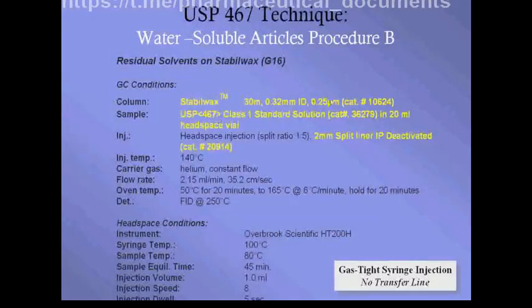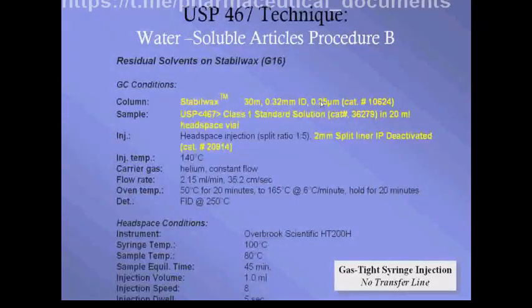So we look at running procedure B under an alternately selective column, which is a stable wax. And again, you can choose between two different dimensions here. It's a 30 meter 0.32 millimeter ID 0.25 micron thickness, or a 30 meter 0.53 millimeter ID 0.25 micron thickness. I would recommend this particular column because it has a more favorable phase ratio of having a lower internal diameter with the same size film thickness.